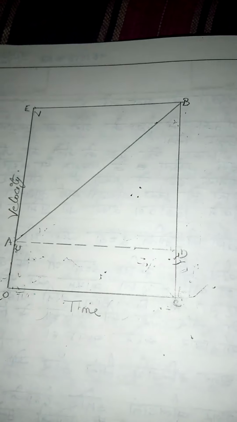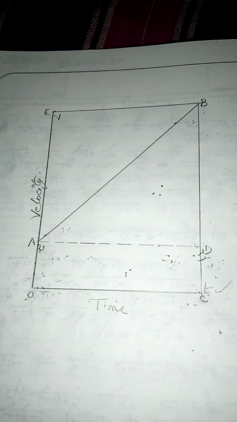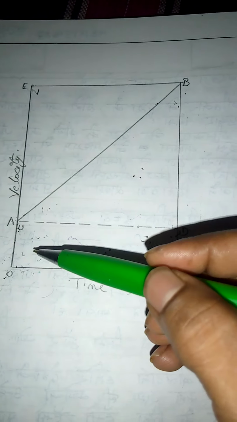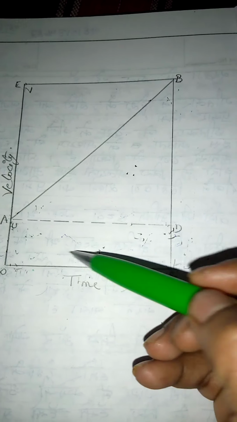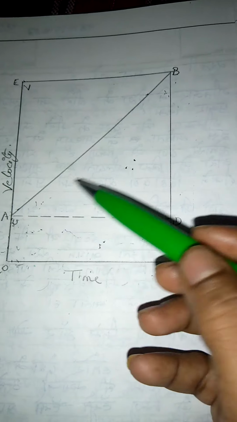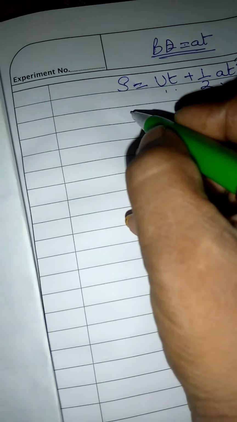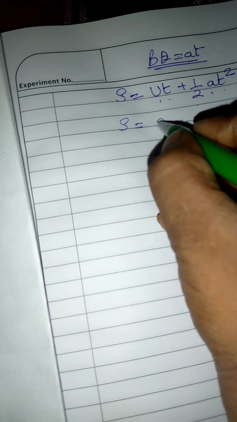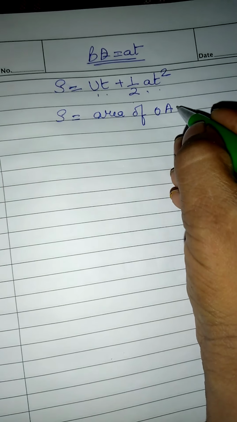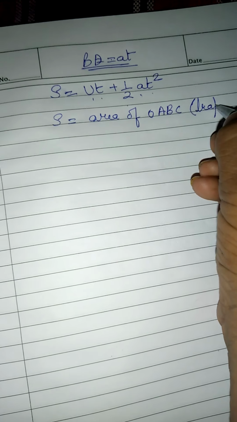So this is the graph that we again need to consider. So what is distance travelled? We need to consider this whole area. So what is distance travelled? Is OABC, right? So we'll write here distance travelled is equal to area of OABC. What is it? It's a trapezium.